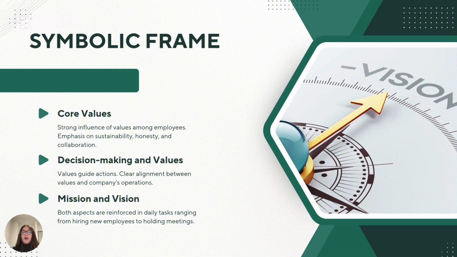The second point was we wanted to know up to what extent values influence decision making and the company's operations. Here we also got similar responses, because the interviewees stated that values shape actions, and that there is a clear alignment between the company's values and how the company operates. For example, they talk about suppliers. When choosing suppliers, they make sure that they are working with suppliers that are environmentally responsible and ethical, especially given the nature of this company.